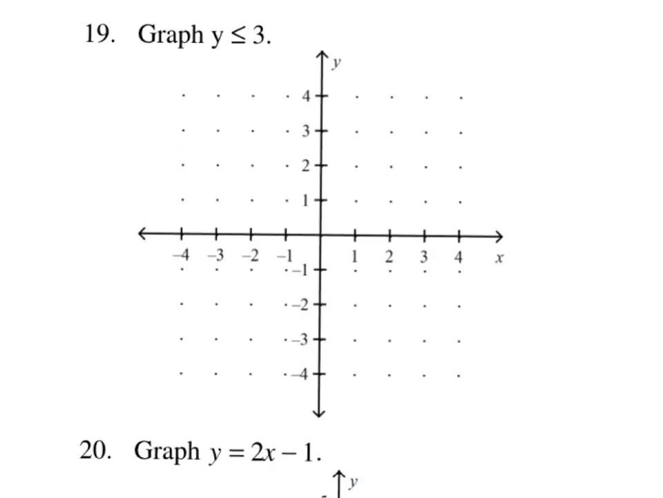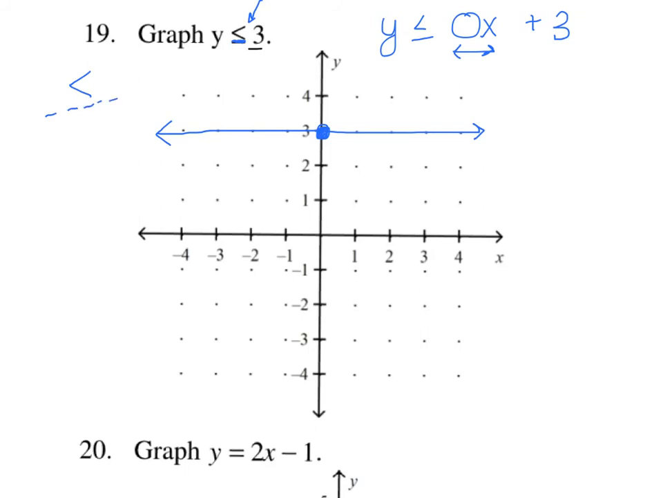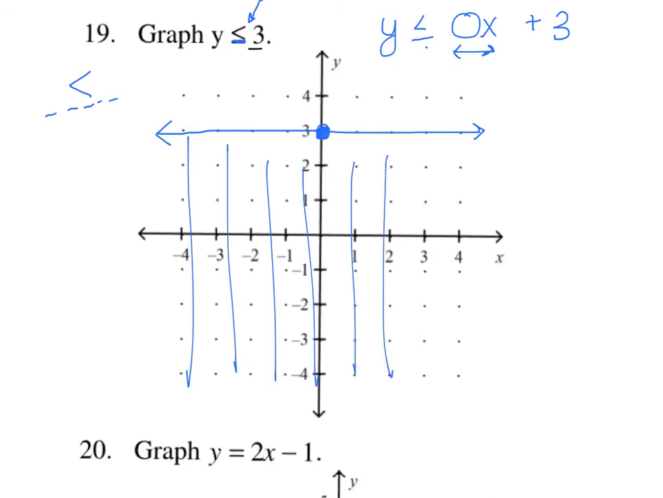To graph this, the plain number is our y-intercept, which is positive 3. So I'm putting a dot on 3 on the y-axis, and if you notice, there's no x. It's really like this, 0x plus 3. So it means our slope is 0, and slopes that are 0 are horizontal lines. So right through 3, we have a horizontal line, and I am making it solid because it's less than or equal to. If it was just less than, we would make a dashed line. And less than means we shade everything lower than that line.